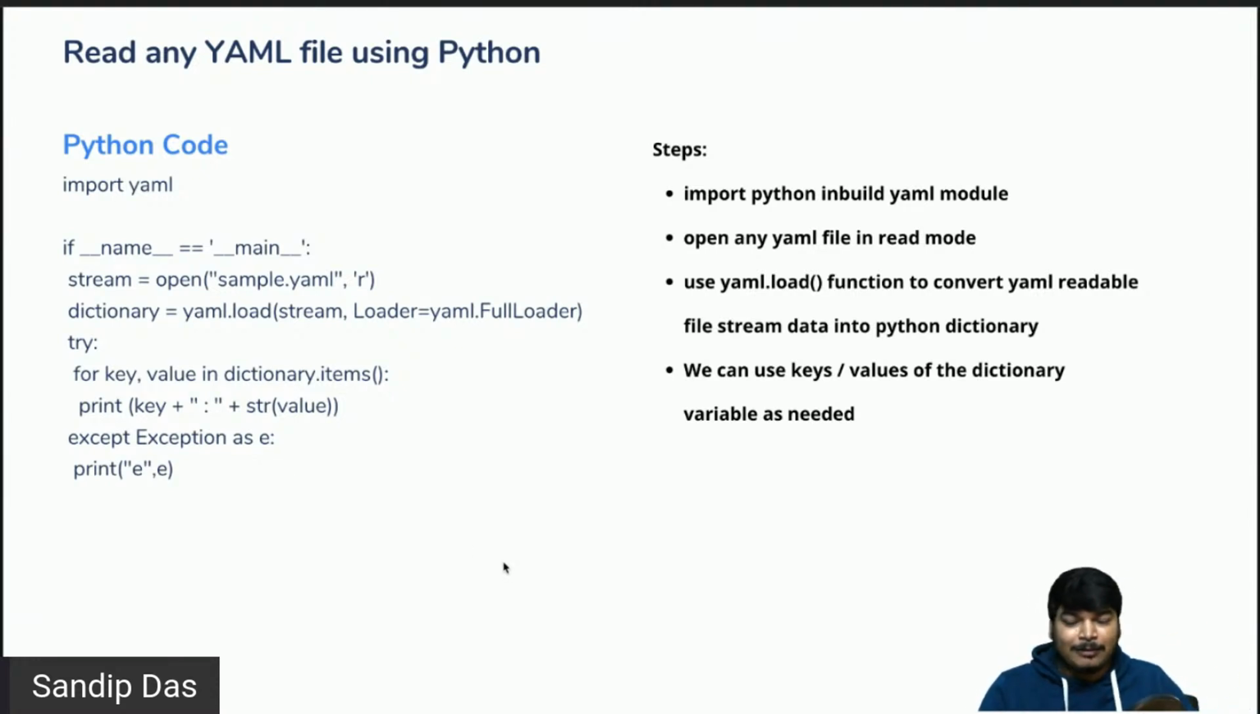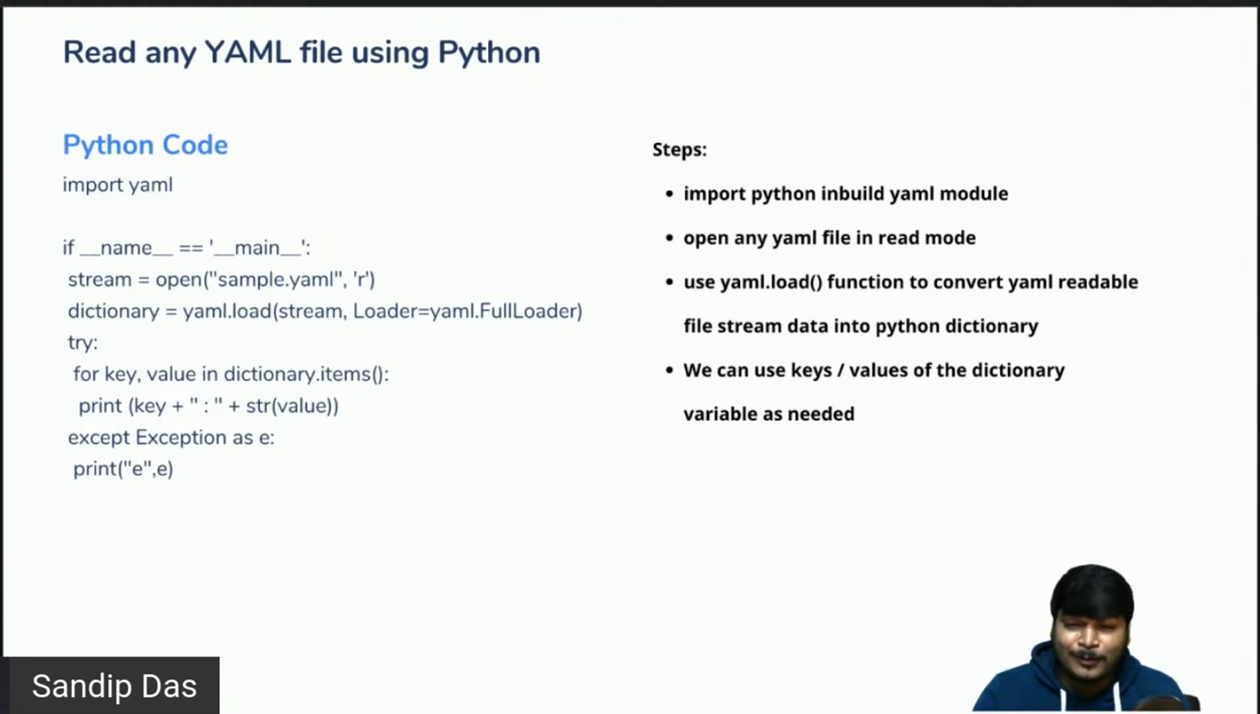First, import the Python inbuilt YAML module. Then open any file. Then use the YAML load function and mention the stream data. It will convert it into a dictionary. Then we can loop through the keys and values, just like with JSON data or any dictionary data. It's the same here, no difference. Now, enough talk.